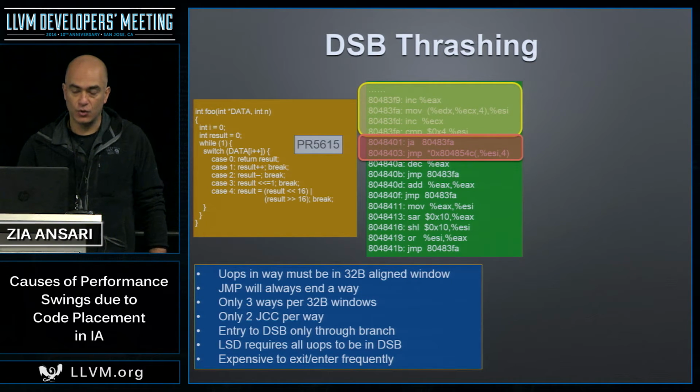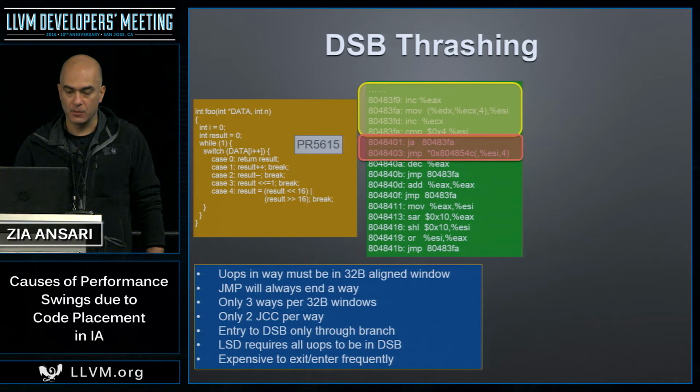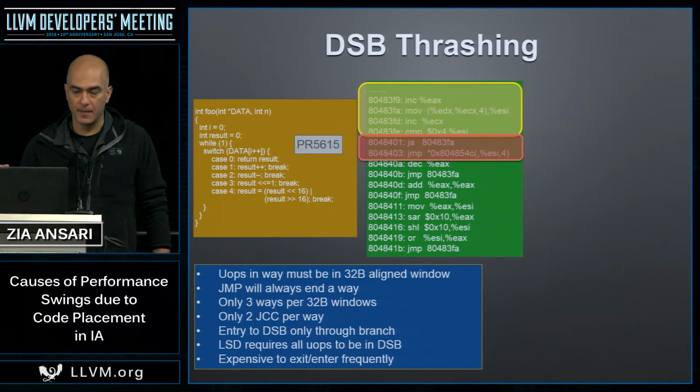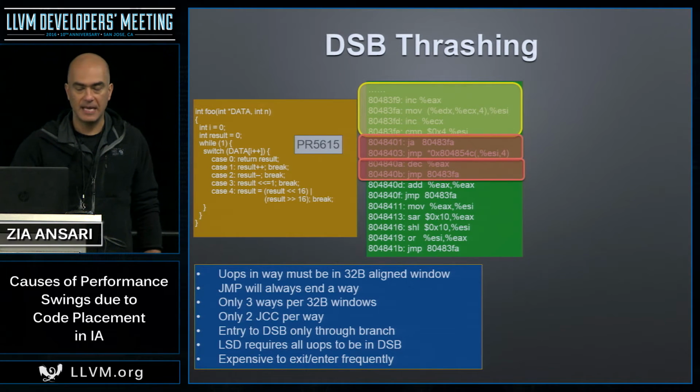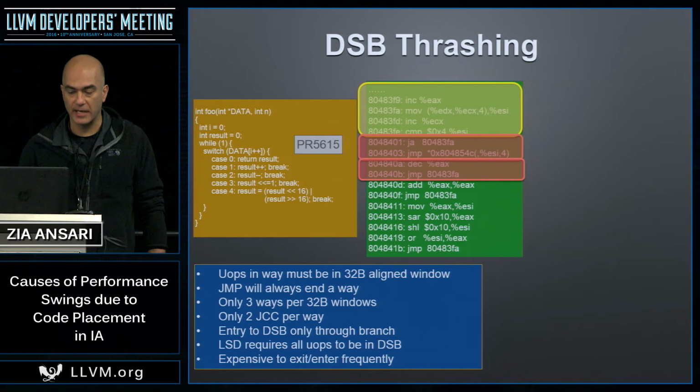So we grab these 2 branches, these 2 UOPs, and they go into another way, but then we stop because of rule 2: a jump always ends a way. So we got 2 UOPs in this next way. We're still in the same 32-byte window. We grab the next 2 instructions, put them in another way, and we have to end it because of this unconditional branch. Then we grab the next 2 instructions, put those in another way. Again, we're ending in a branch.